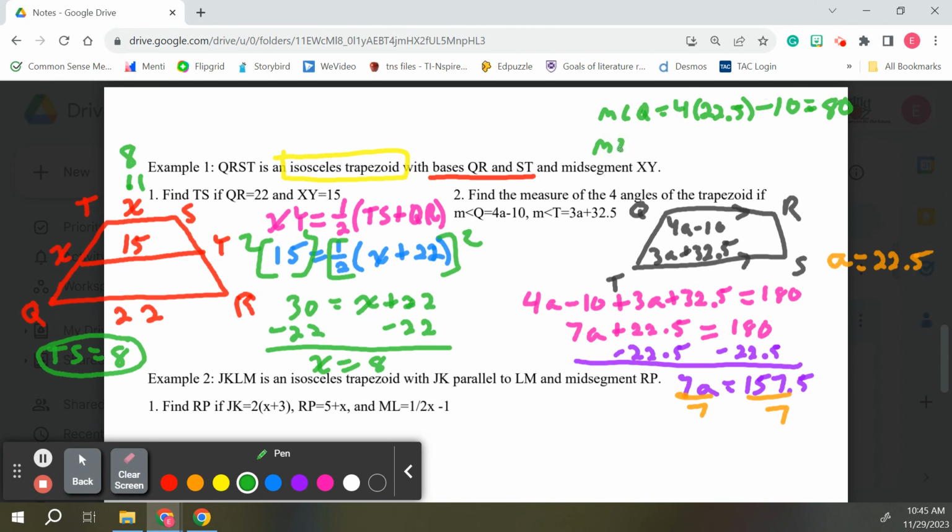And then the measure of angle T is going to be 3 times 22.5 plus 32.5. And here I end up getting 100 degrees. So those are our two angle measures.